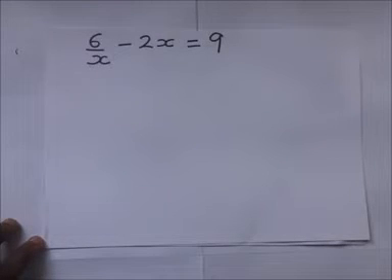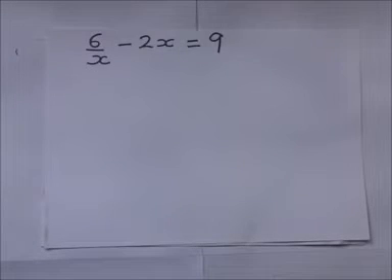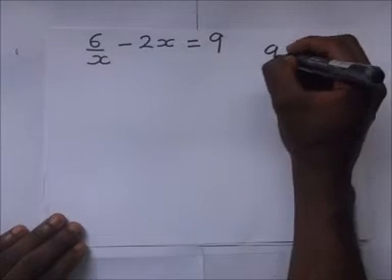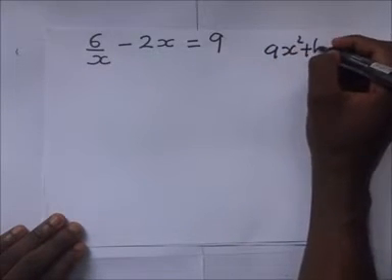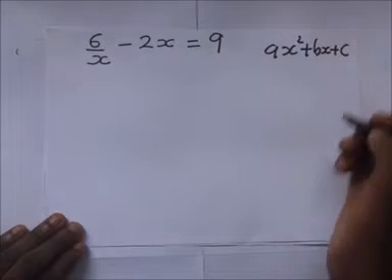Looking at the expression on our screen, it is not arranged in the way it's supposed to be. From our previous videos, we said that if you are to use the quadratic formula to solve a quadratic equation, it's supposed to be rearranged in this form: ax squared plus bx plus c.